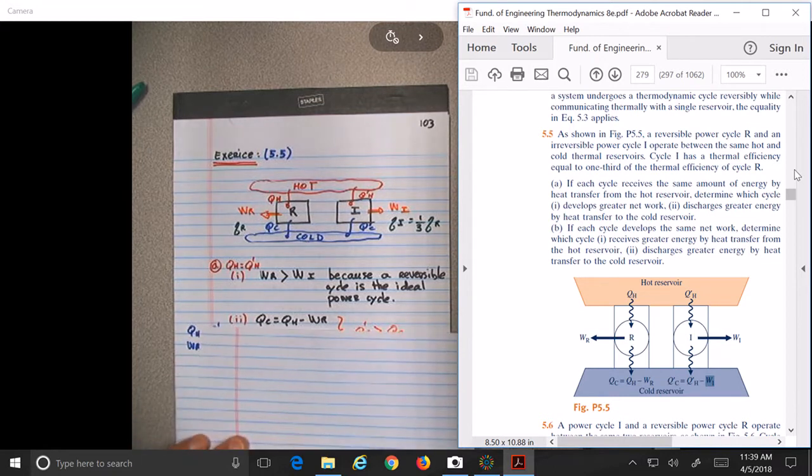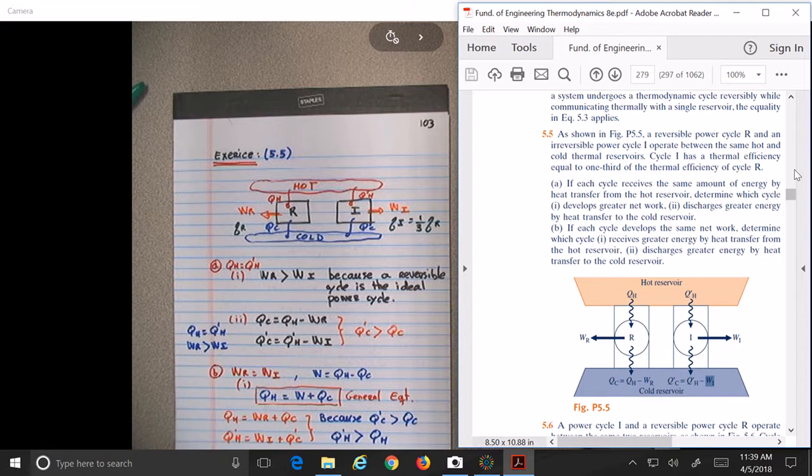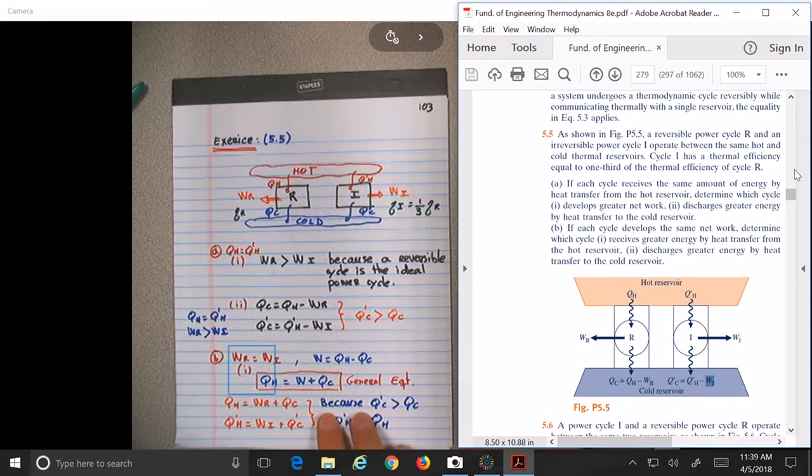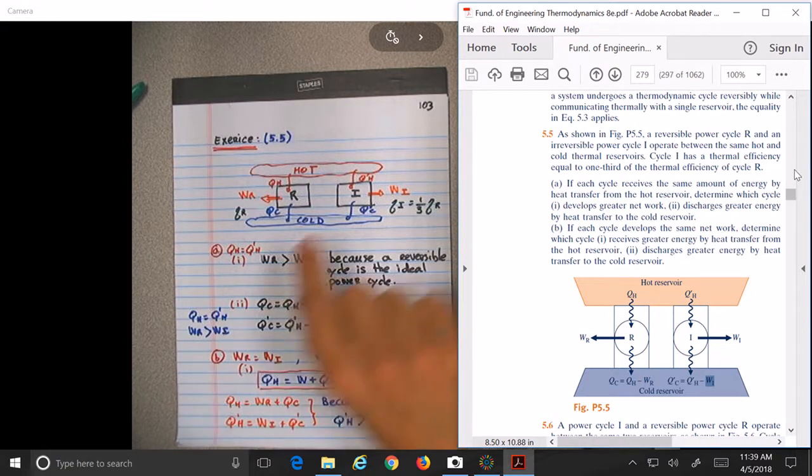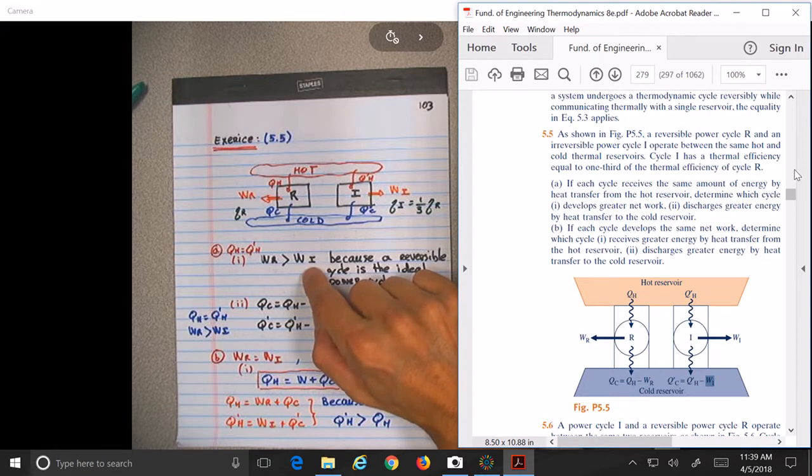Professor, for part one, if we set them both equal to work, so work R. For this part, you say? Yeah, but I'm assuming here, which I don't know, this is what they ask us to prove on the second part, I guess. You see, discharge greater energy by heat transfer to the cold reservoir. Okay, the first part, wouldn't the reversible process take more energy from the hot reservoir since the work is the same and QC's? Wait. Okay, let's go back again.